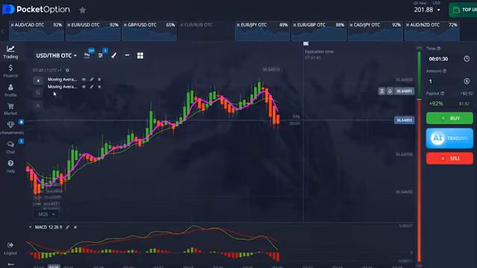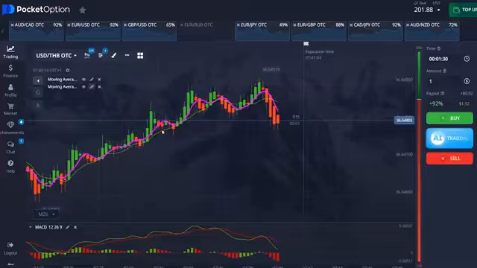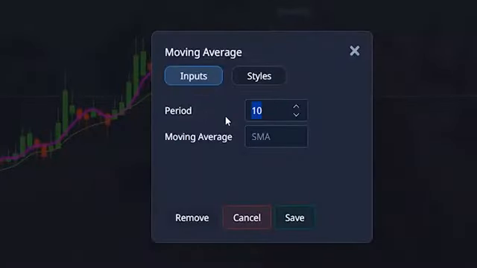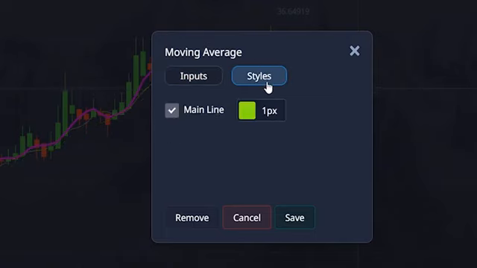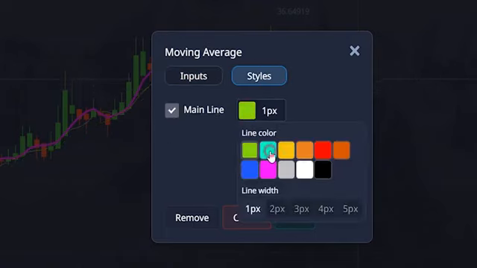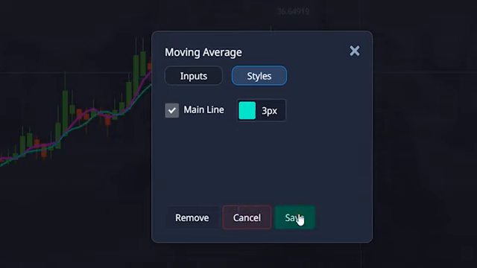Now the settings of our second moving average come with the period of 7. Let's set this at 7. The moving average remains SMA. On the style level, let's use this particular color, on 3 pixels. When you're done, just click on save.